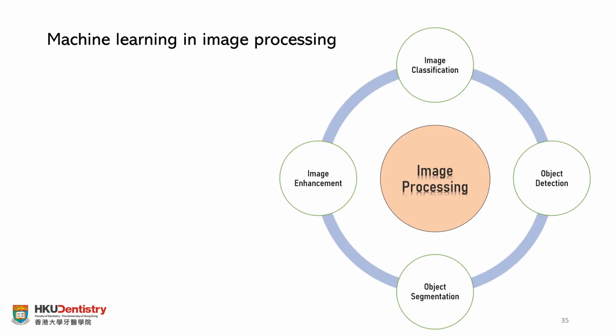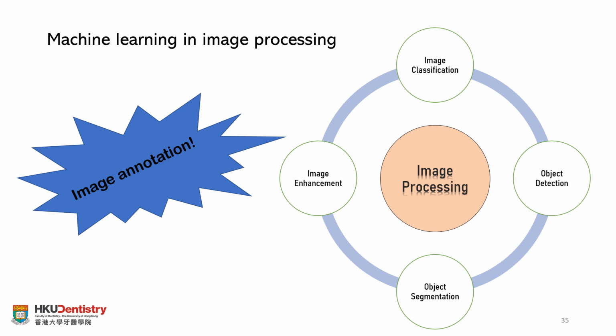Okay, we talked about these four categories of applications: image classification, object detection, object segmentation, and image enhancement. For the first three categories, most of the models developed till now are based on supervised learning, and they need some annotated data. So image annotation is very important in these models. I will talk a little about image annotation in the following slides.